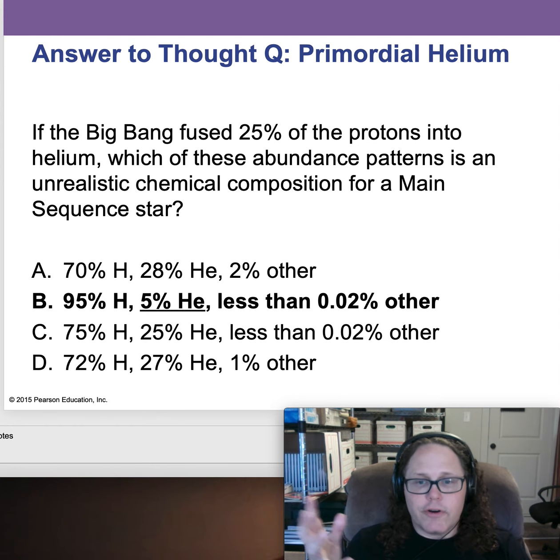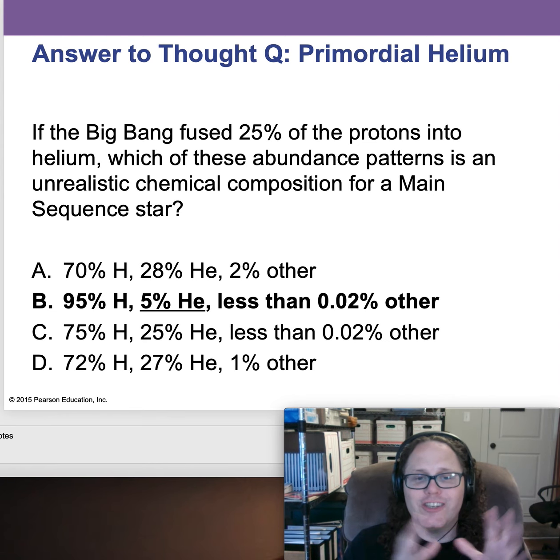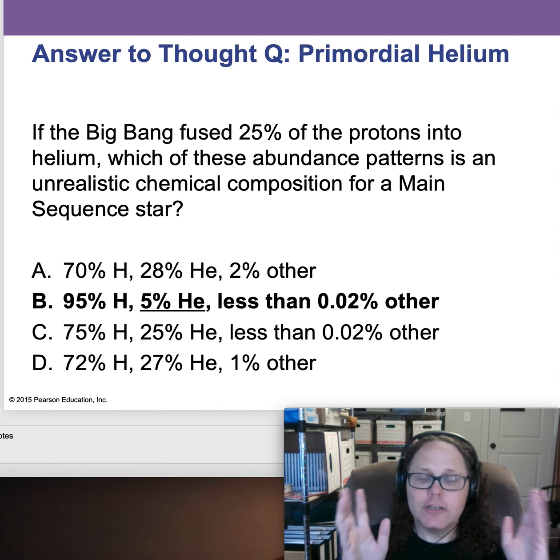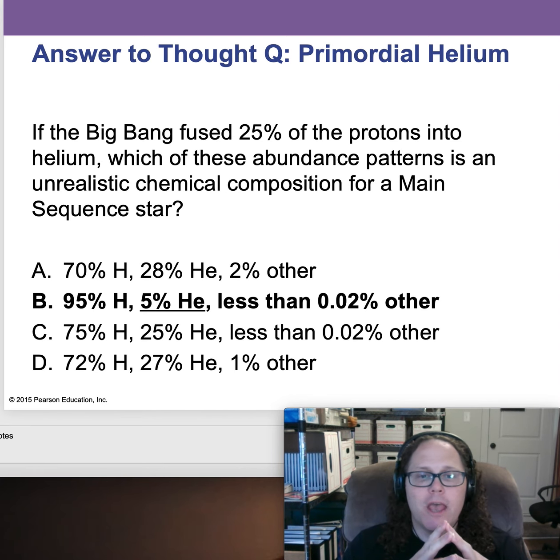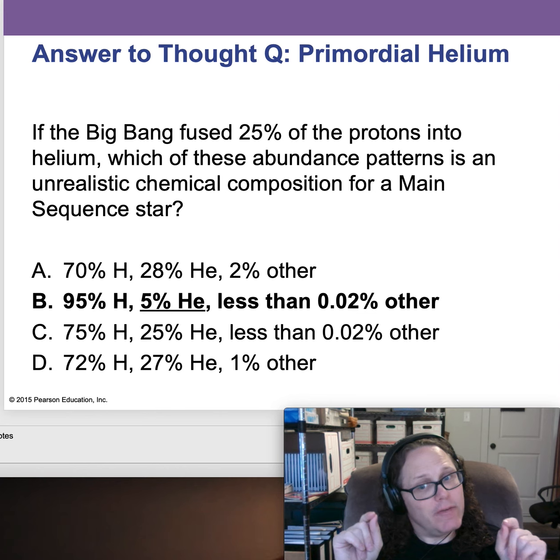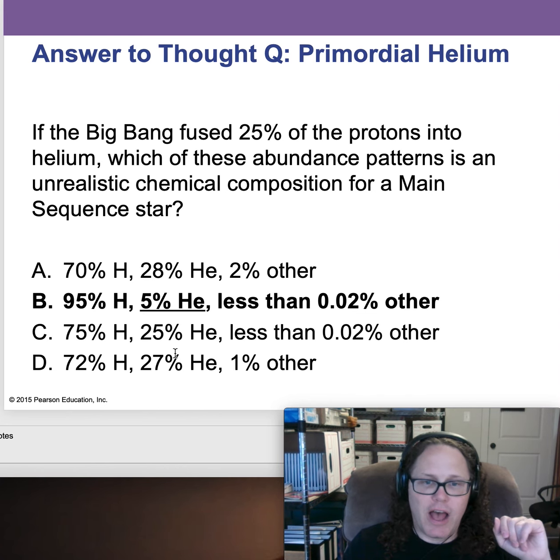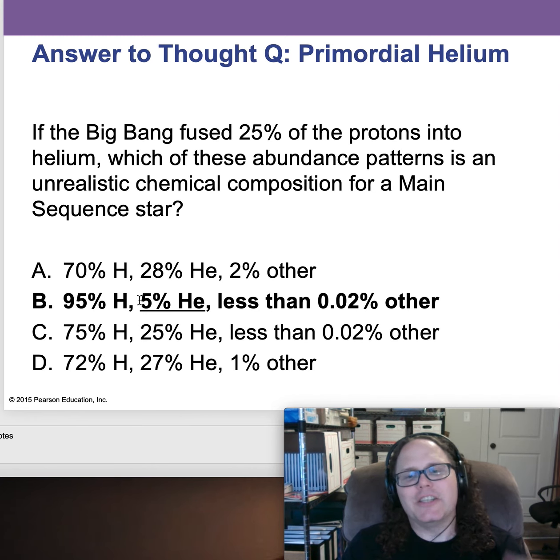The early universe, right after the Big Bang, turned 25% of hydrogen into helium. So all the main sequence stars today will have at least 25% helium. Maybe more than that, because remember, stars make even more helium. So you could have 25 or 27 or 28, but you're not going to have 5% helium in a main sequence star. Oh, you can have one in an exotic star, like a white dwarf, where all the hydrogen and helium have been blown out into space. They've gotten rid of their helium. It's not that they never had any.